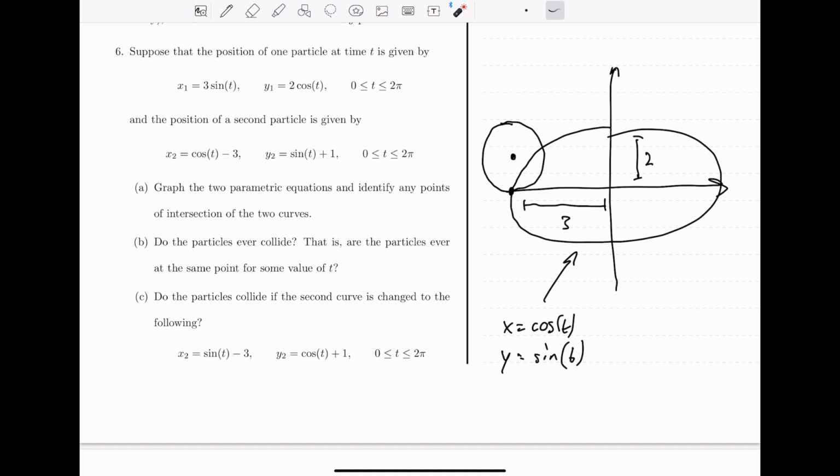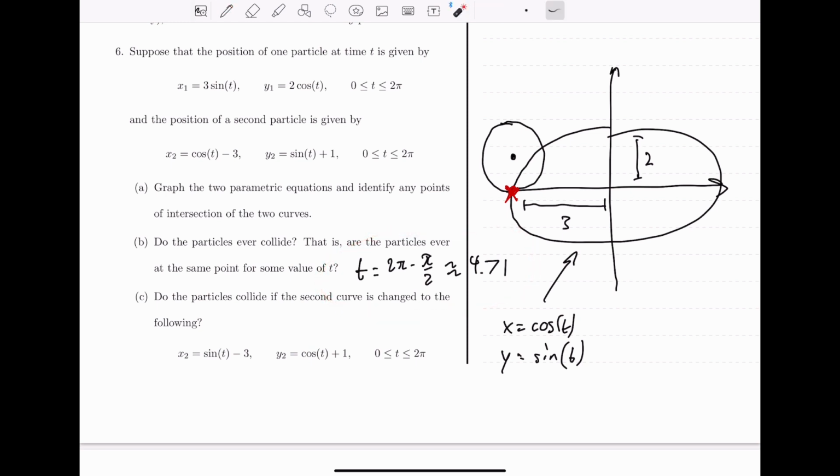So back to our problem statement here. We just graphed the two equations and we identified the different intersection points, and we discovered that the particles do collide if we use these two parametric equations. The particles are at the same place at the same time when t equals 2 pi minus pi over 2, which is approximately equal to 4.71. So we have a problem. We have a collision point of the two particles at this value for t.